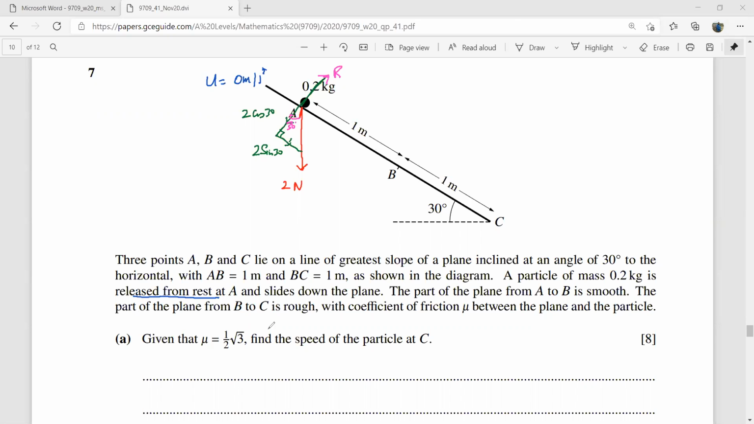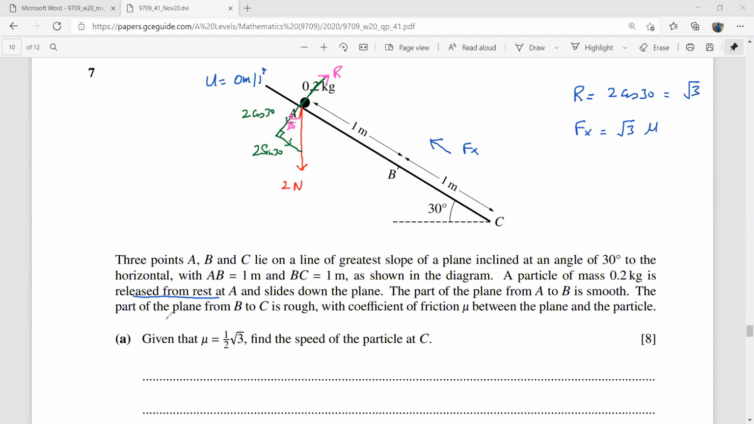The part of the plane from B to C is rough, with coefficient of friction mu. Now this R is going to be helpful over here. So your R is 2 cos 30, and if you simplify this, you get root 3, because cos 30 is root 3 over 2. And then the frictional force, which will be acting up here, let me write it as F. That is going to be mu R, so this is root 3 mu, that will be the frictional force acting from B to C.